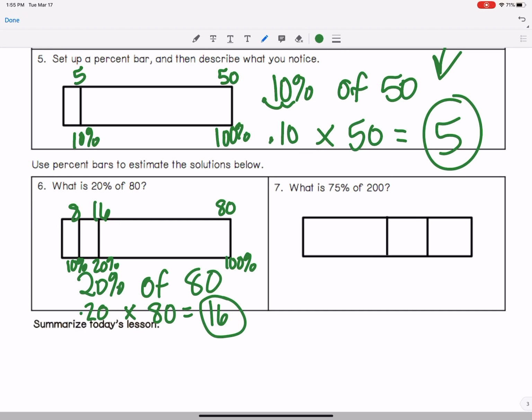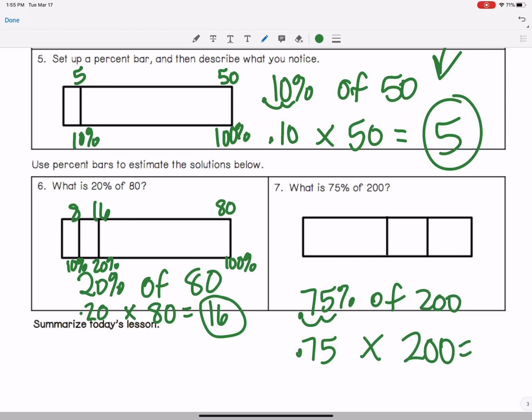And what is 75% of 200? Well, you would say 75% of 200. 75% is the same thing as 0.75. Of, in this case, means to multiply, and then 200, and we get our answer. 0.75 times 200 gives me 150.